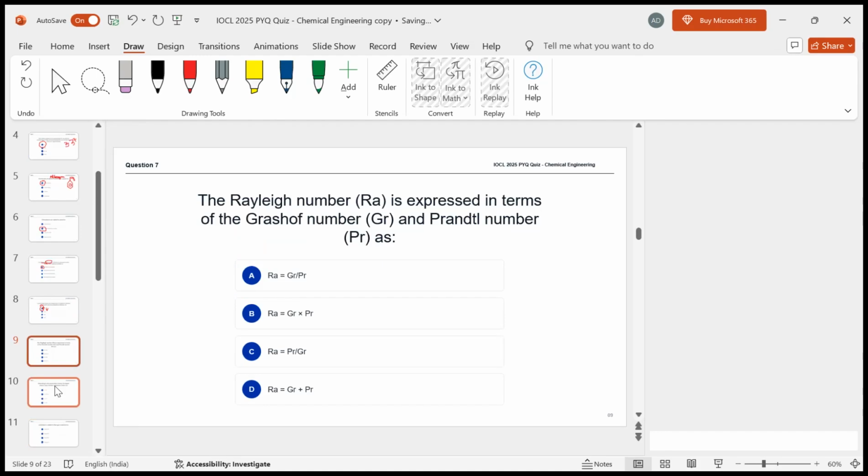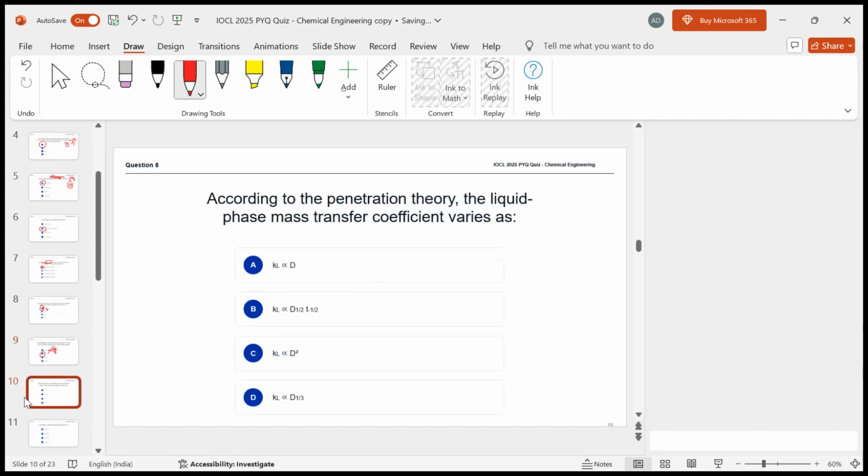Next, the Rayleigh number is expressed in terms of the Grashof number and the Prandtl number. This is a very famous question. The answer is that the Rayleigh number is a function of the Grashof number and the Prandtl number. The Grashof number we already studied. The Prandtl number is momentum diffusivity upon thermal diffusivity, a very important dimensionless number in heat transfer. It is mu Cp upon K, where mu is viscosity, Cp is specific heat capacity, and K is thermal conductivity.